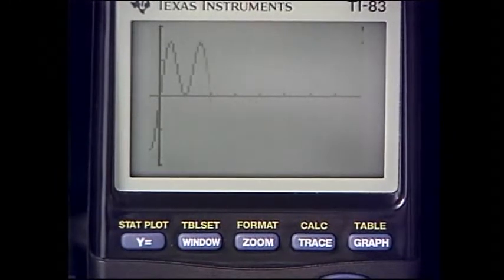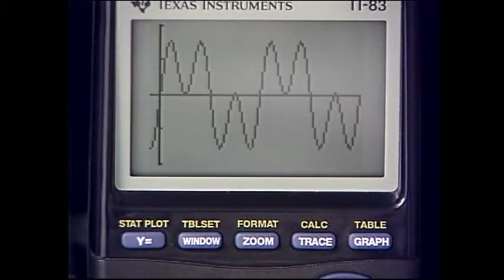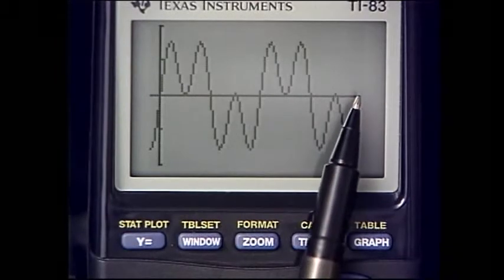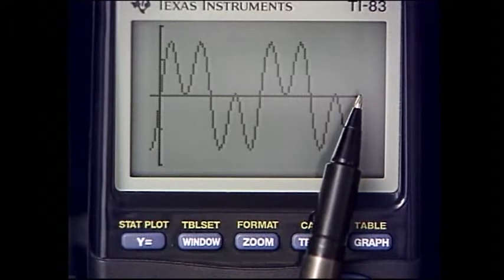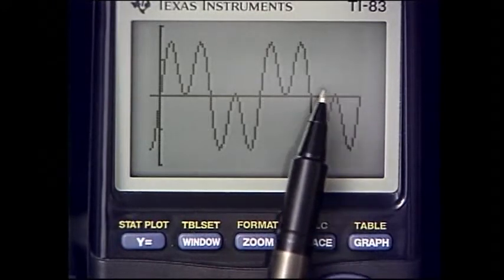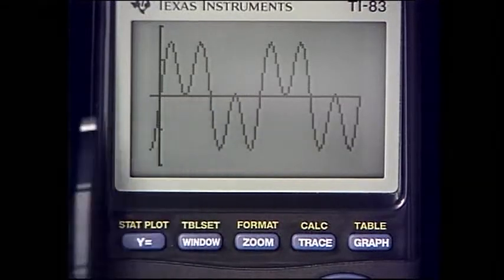0, pi over 4, 2 pi over 4, 3 pi over 4, 4 pi over 4, 5 pi over 4, 6 pi over 4, 7 pi over 4, and 8 pi over 4. The 8 pi over 4 doesn't count because that's nothing but 2 pi and that's not part of our domain. So these are the expected x-intercepts that we found earlier algebraically.